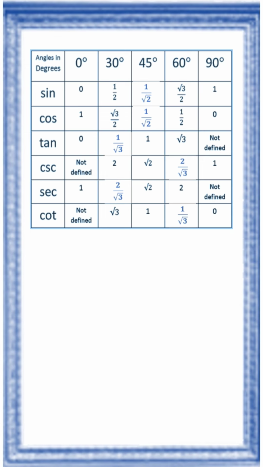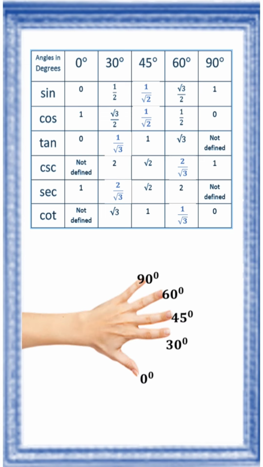Cot ratio, which is the reciprocal of tan ratio. Cot 0 is not defined. Cot 30 is root 3. Cot 45 is 1. Cot 60 is 1 by root 3. Cot 90 is 0. If you can't remember these things, you can use hand tricks.